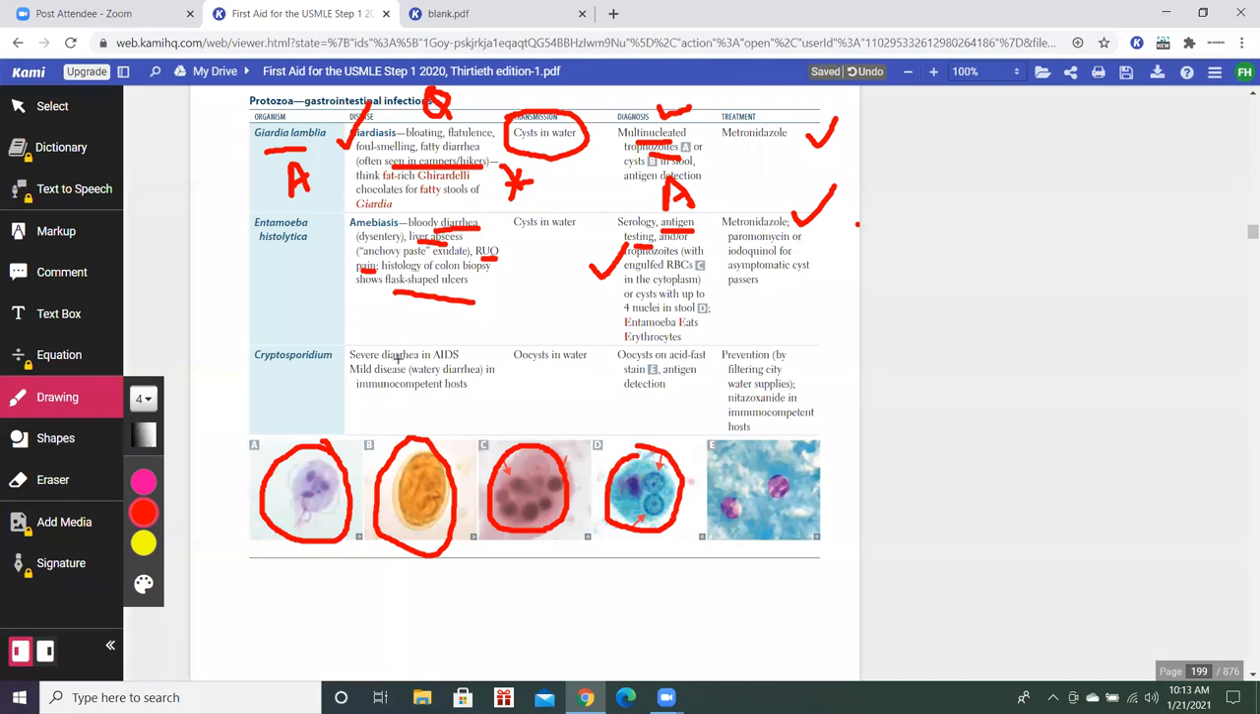Cryptosporidium is responsible for causing severe diarrhea in AIDS. It is a mild disease and can cause watery diarrhea. The transmission is in the form of oocysts. If you have to visualize the organism, you visualize the oocyst with an acid fast stain. Treatment is with nitazoxanide. That's all you have to focus on. And you can also prevent this organism by filtering the city's water supply. So that's that.